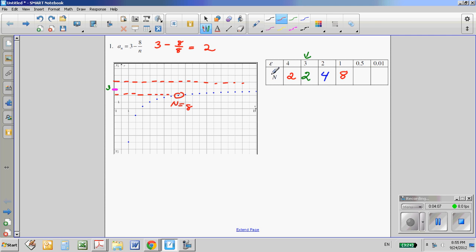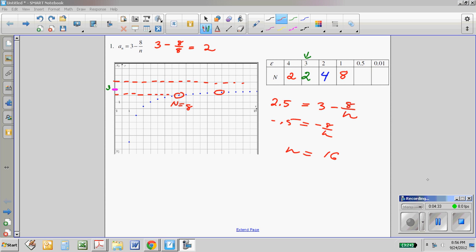Okay, so the next one is a half, and this is the one where it's harder to see. It kind of looks like it's here, but I'm not quite sure. So I'm actually going to think about, if I want to be half away from the limiting value of 3, then I'm looking for the answer to be 2.5, right? So when is that going to happen? So you algebraically solve it. Okay, so algebraically I get n to be 16, right? So if it's 16, I am going to be exactly at epsilon being half, but I don't want to be on the border, I want to be inside. So 16 is going to be the large n value.